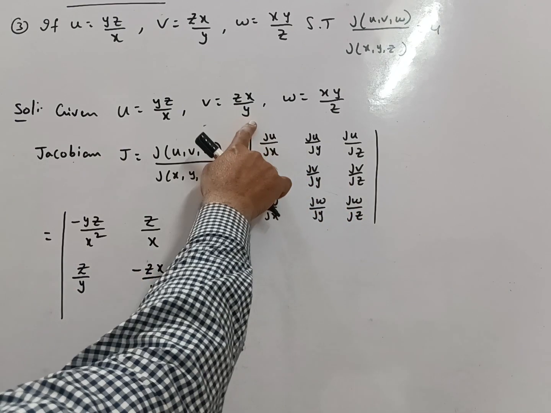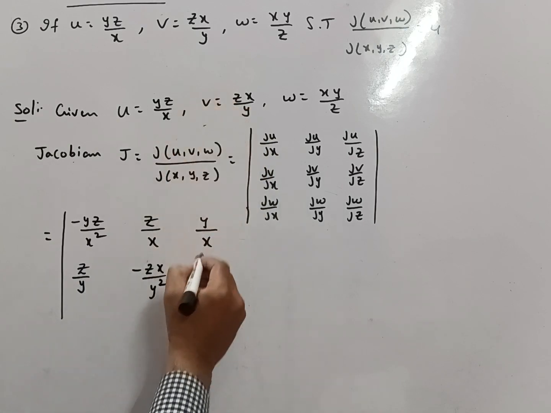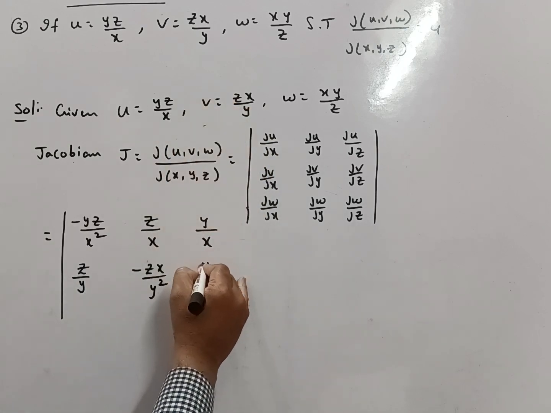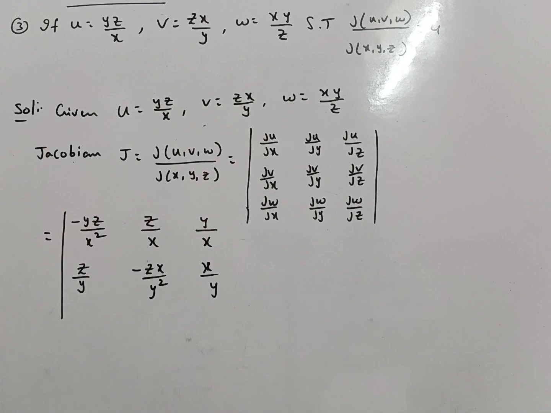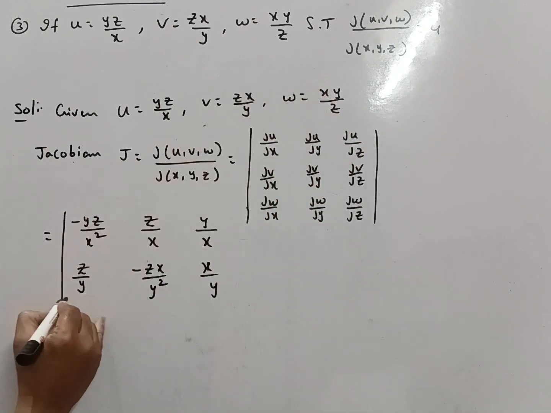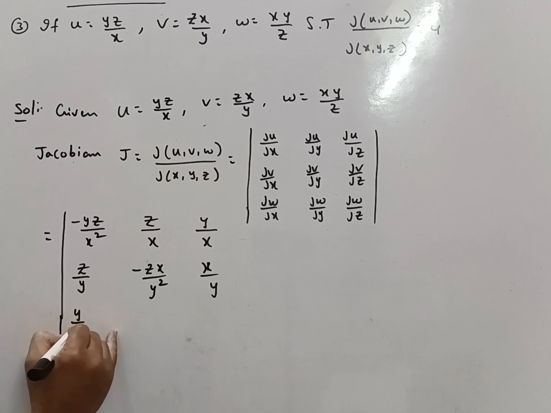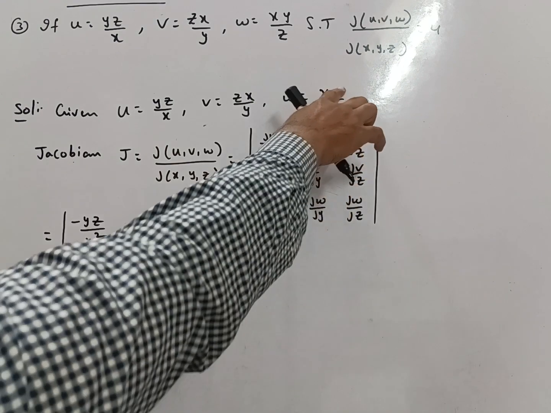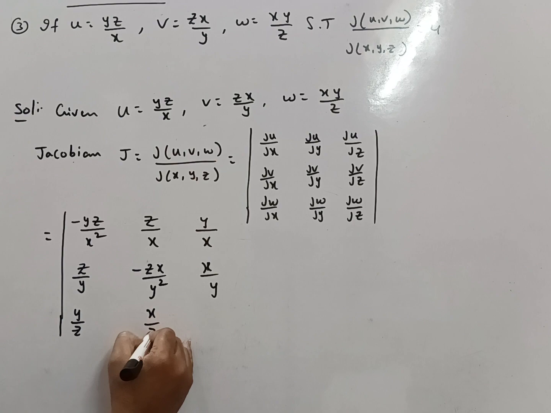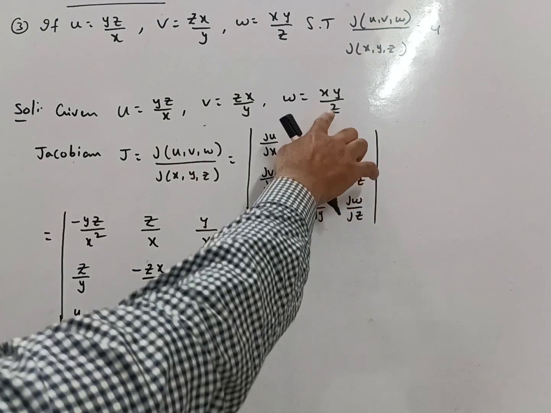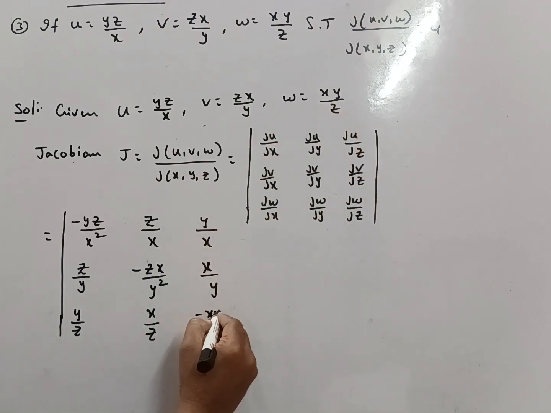Next, v with respect to z. Z is in the numerator. Z is 1. So 1 into x, x by y. Clear? So next, w with respect to x. X is 1. I get y by z. Then w with respect to y. Y is 1. I get x by z. So w with respect to z. Z is in the denominator. I get minus xy by z square.